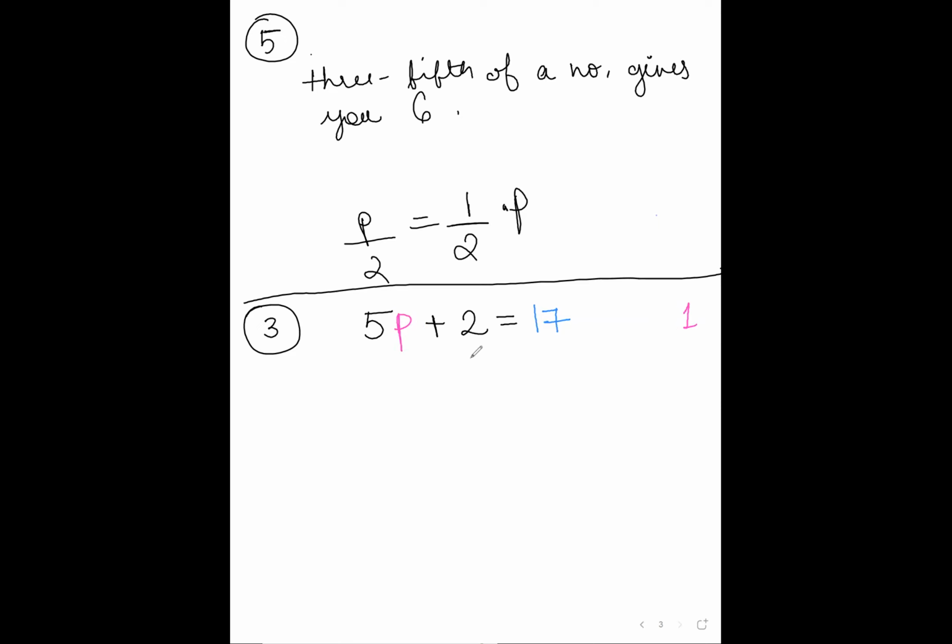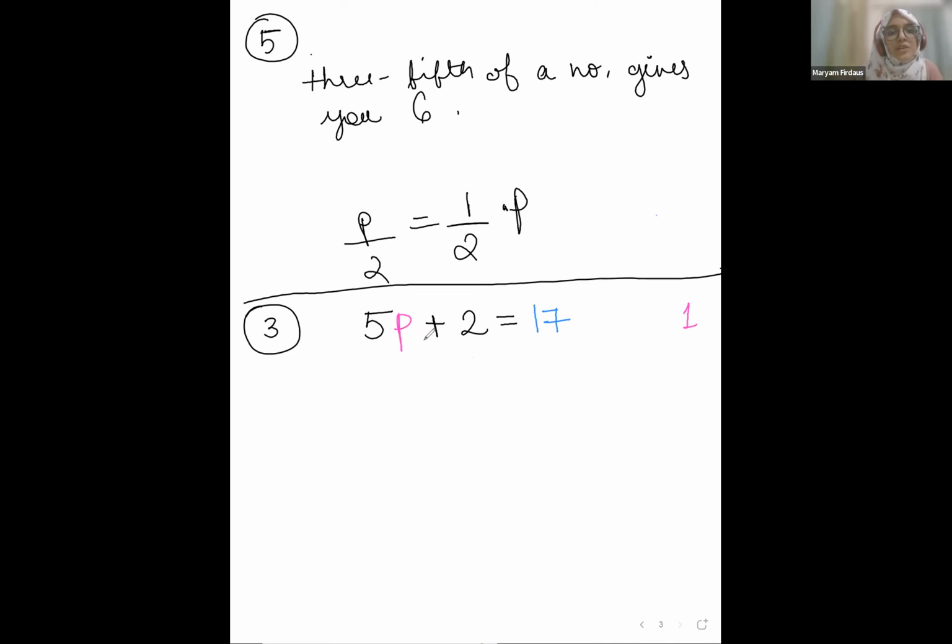Can I see the answer? Yeah. 5 multiplied by 3 gives you 15. 15 plus 2 is equal to 17. Very good. Okay. And how did you find that out? Just by guessing it, right? Yeah. So this is called trial and error method.